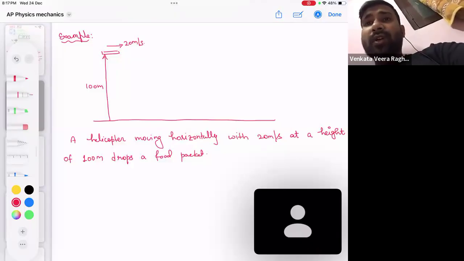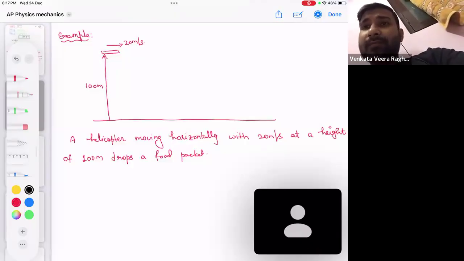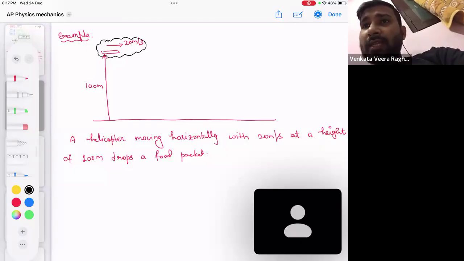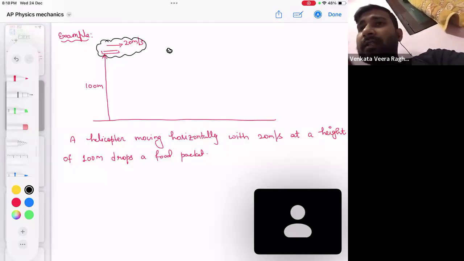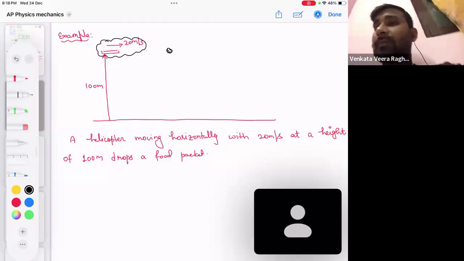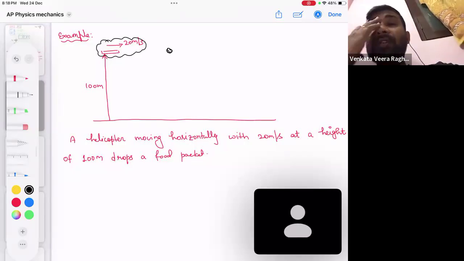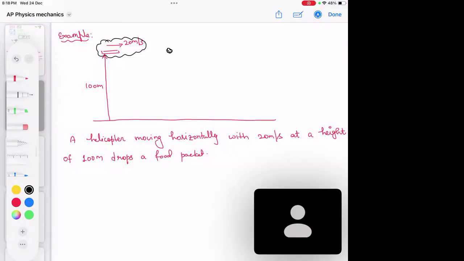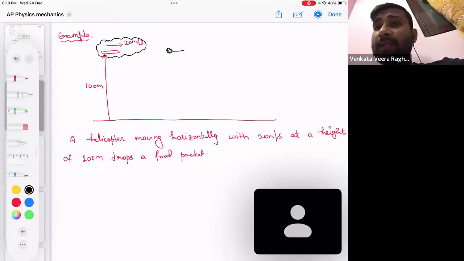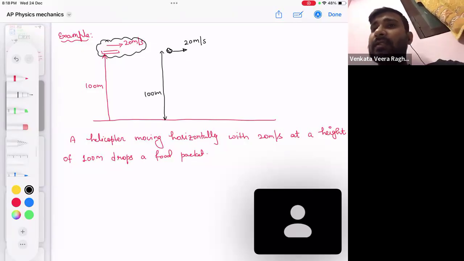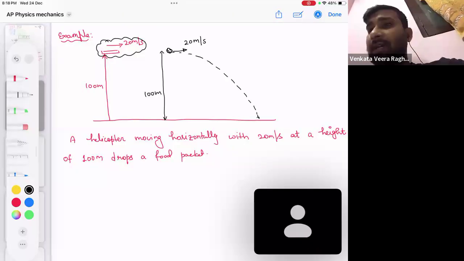So tell me, whatever I'm going to solve in this question, what is the concept behind it? Can I say this helicopter was moving with 20 meter per second? So any object dropped from it will have what velocity? Exactly the same 20 meter per second. So this question becomes like this: the velocity of the food packet is 20 meter per second and it is dropped from 100 meter height. Again, it's going to follow a projectile path and land at this point.